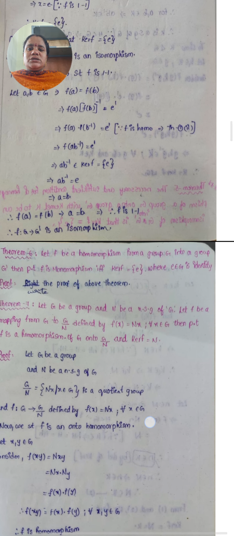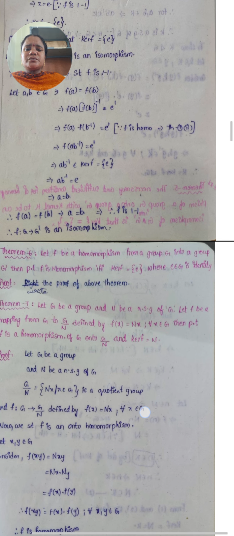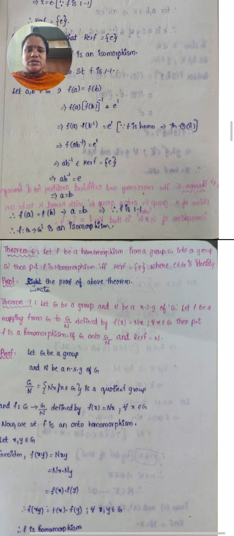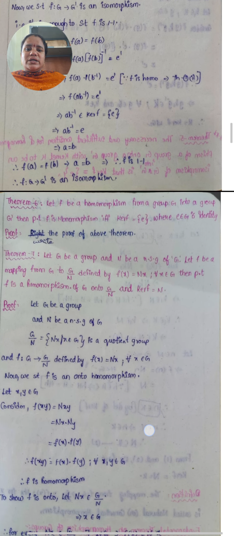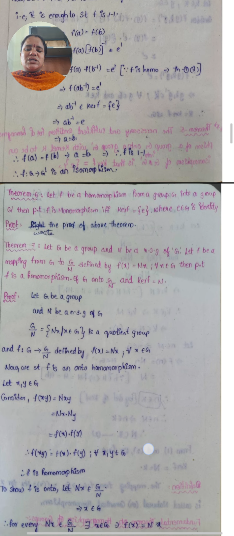Let a, b belong to G such that f of a is equal to f of b. Then f of a into (f of b) whole inverse is equal to e dash. Also, f of a into (f of b) whole inverse is equal to f of b inverse. Since f is a homomorphism, f of a into f of b inverse is equal to e dash. So f of a b inverse is equal to e dash, so a b inverse belongs to kernel f.